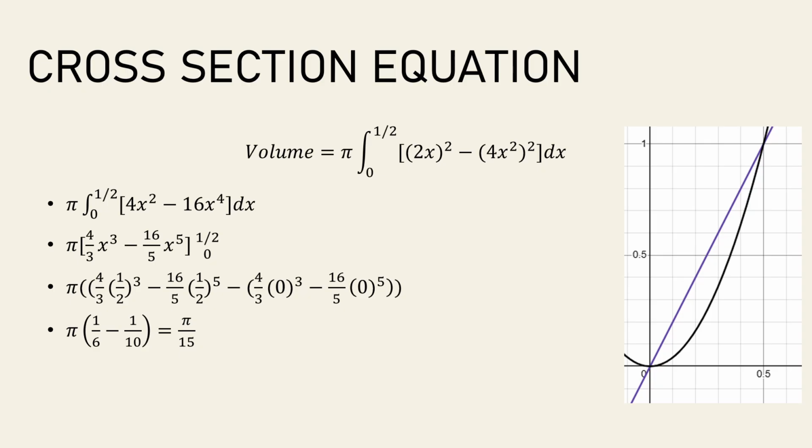We first plug in 1/2 since it's our upper bound. We then do pi times the entire function, which is shown. We then simplify, which leaves us pi times 1/6 minus 1/10, which then allows us to get pi over 15, which is our volume for the cross section, shown right here in purple and black, which is our volume for this method.